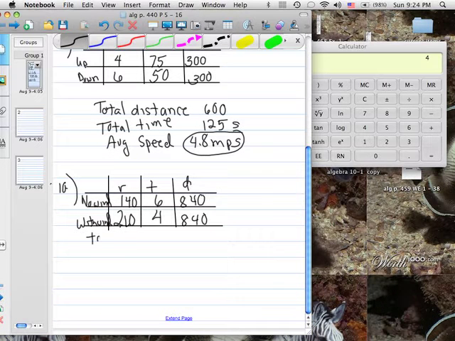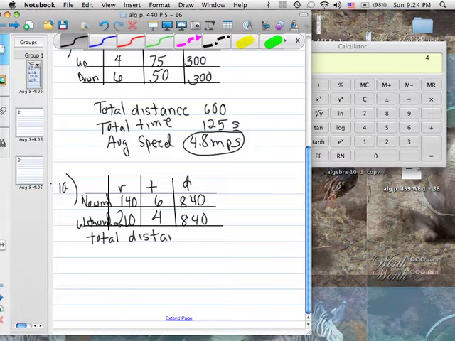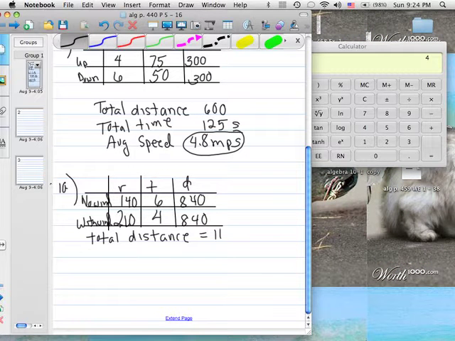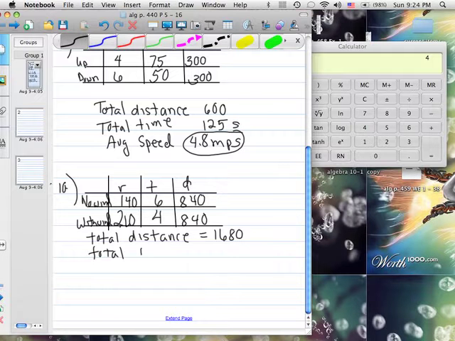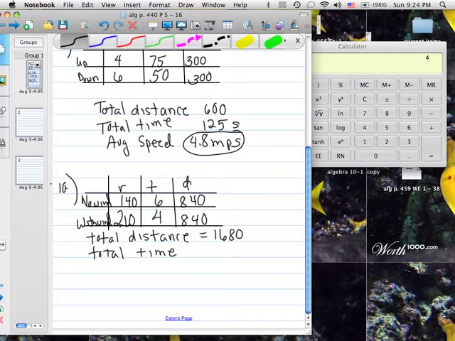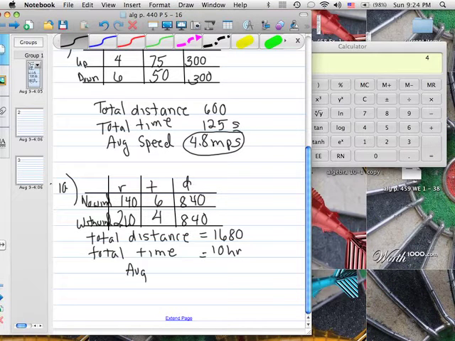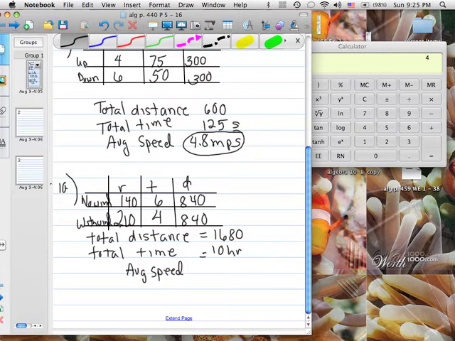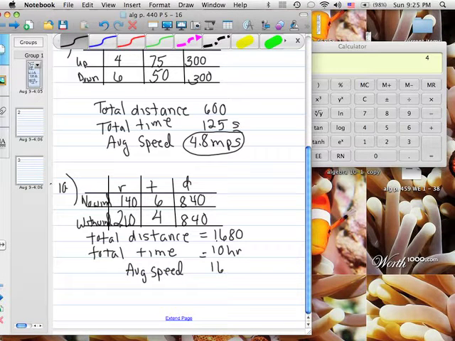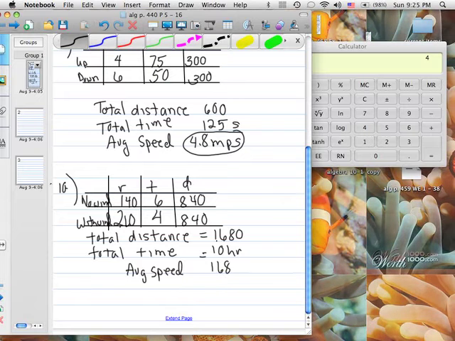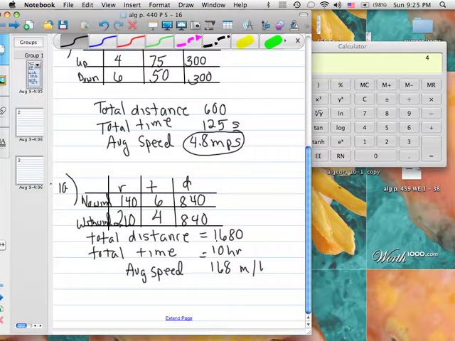So the total distance was 840 plus 840, which is 1680. The total time was 6 hours plus 4 hours, 10 hours. So the average speed would have been 1,680 divided by 10, which is 168 miles per hour.